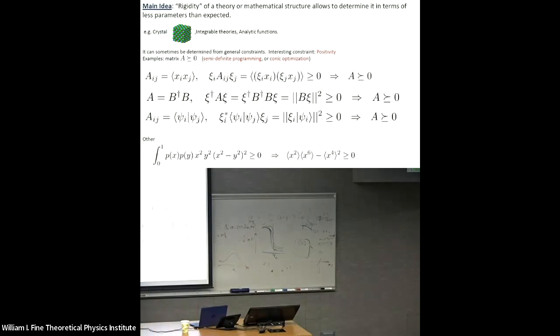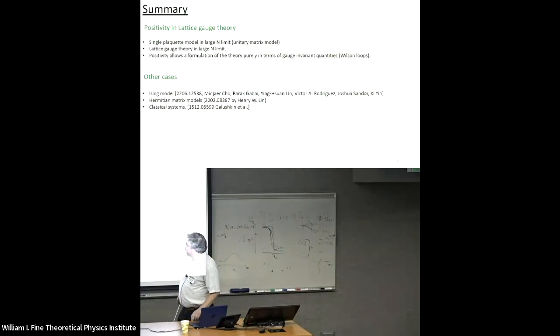Again, a matrix times its dagger is positive semi-definite, the matrix of scalar products. And in other situations, if I have a probability measure, a positive function, and integrate a positive polynomial, it will be positive, and that gives rise to properties of the moments of this distribution.